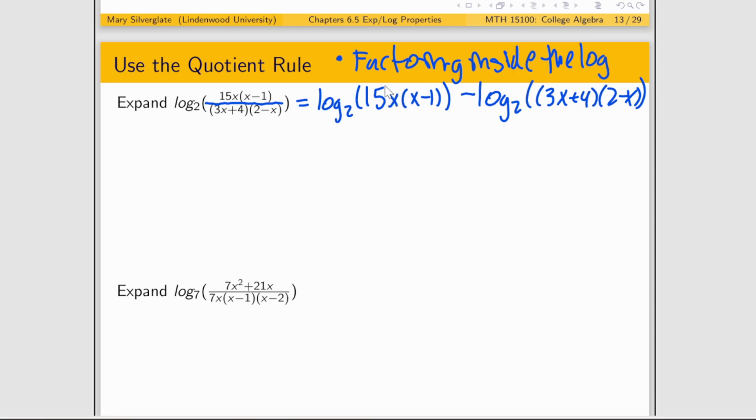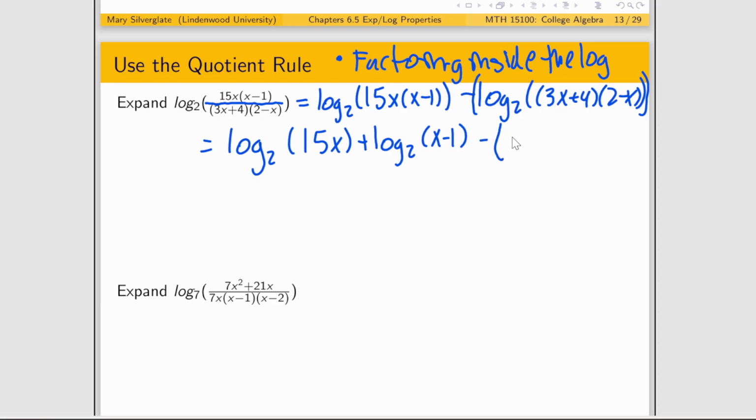So in particular for this first one, I have a 15x times an x minus 1. That multiplication inside the log becomes addition outside the log. So that'll be log base 2 of 15x plus log base 2 of x minus 1. Here, keep in mind this whole thing has a parentheses around it. So as I break up this log base 2 of 3x plus 4 and 2 minus x, keep in mind that whole thing is being subtracted. So I have minus log base 2 of 3x plus 4 plus, because multiplication inside the log becomes addition outside, log base 2 of 2 minus x.